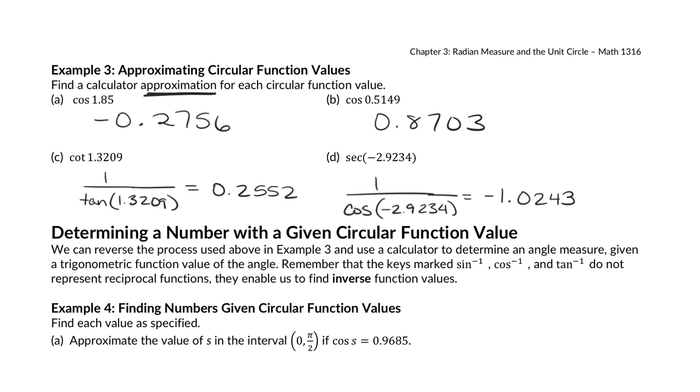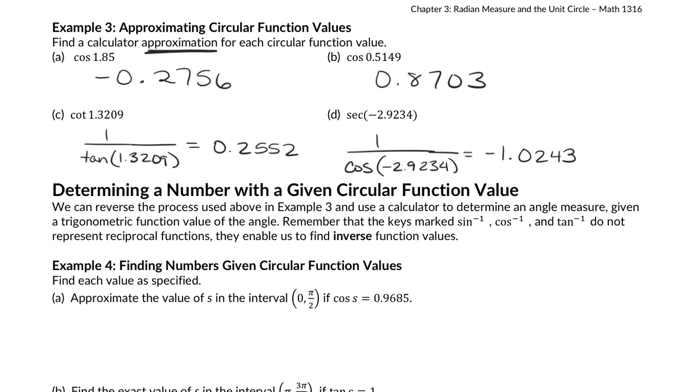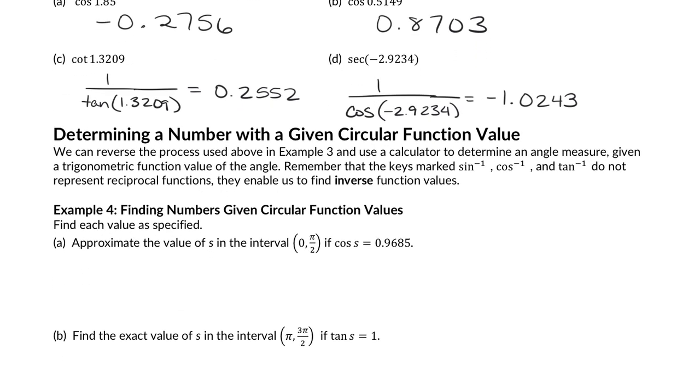Now we can reverse the processes above to use a calculator to determine the angle that gives you that particular trig value. These keys, we've used these before, correct? Inverse sine, inverse cosine, and inverse tangent. They do not tell you the reciprocals. They are the inverse functions. Their output is an angle.